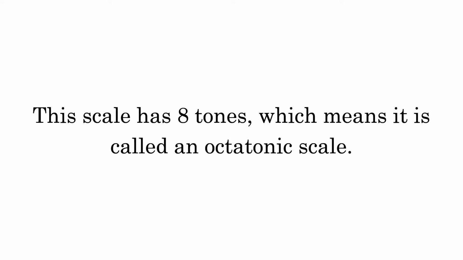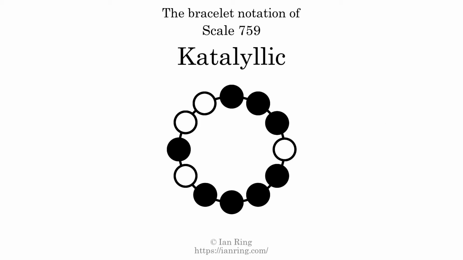This scale has 8 tones, which means it is called an octatonic scale. This is a bracelet notation diagram of scale 759. The shaded circles represent tones that appear in the scale, and they are read clockwise, starting at the top.